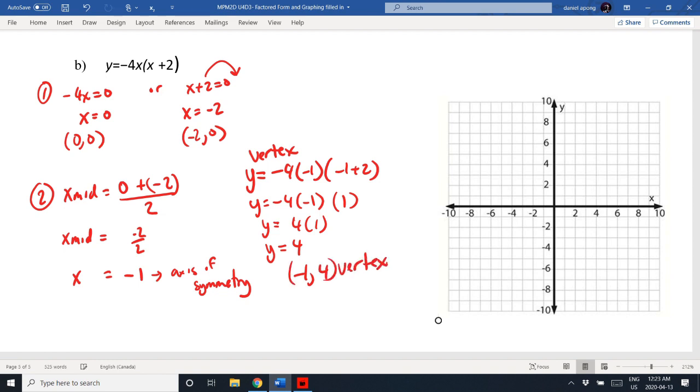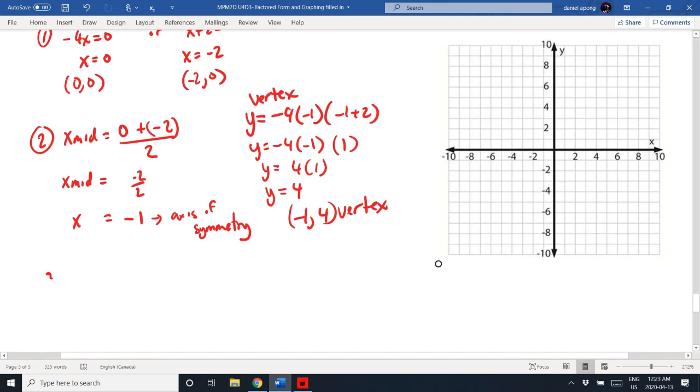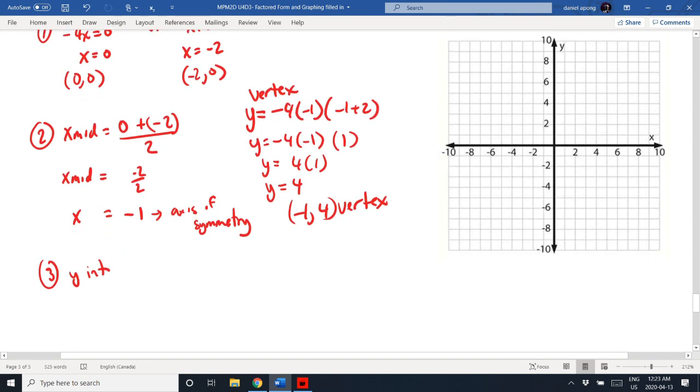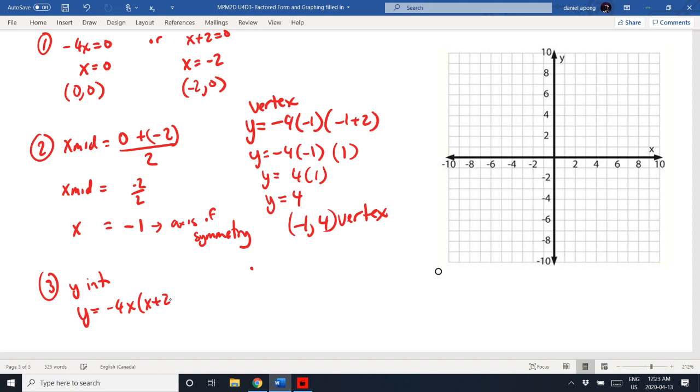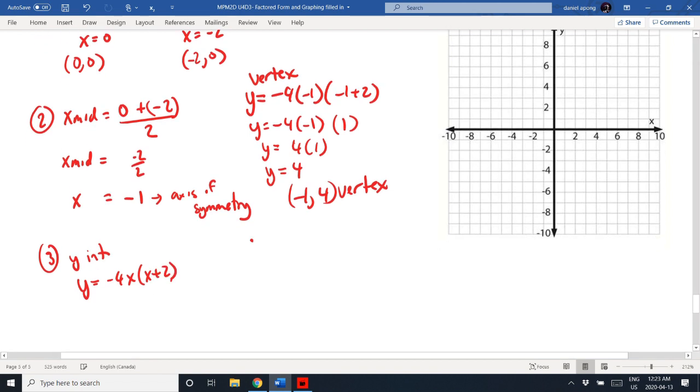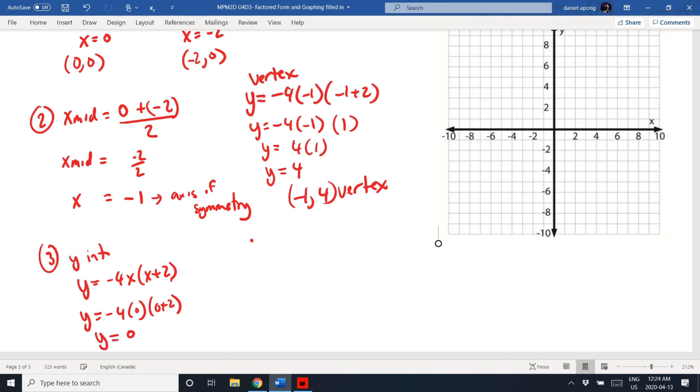And what the hey, let's find the y-intercept. And to do that, we just set x equal to 0 and solve for y. So y is equal to negative 4x, bracket x plus 2, and if x is equal to 0 here, the y-intercept will be, just looking at this, we can already tell, since we're multiplying by 0, it's also going to be 0.